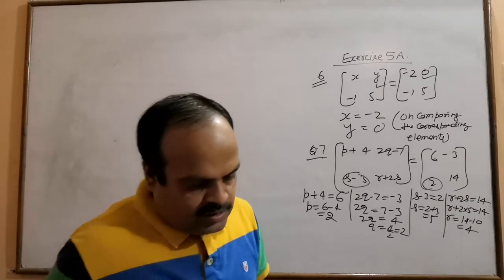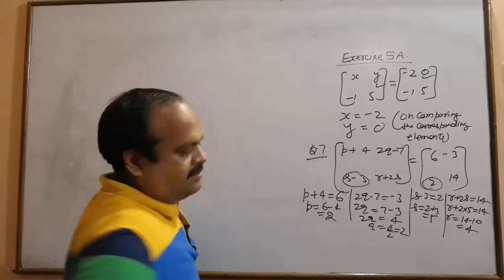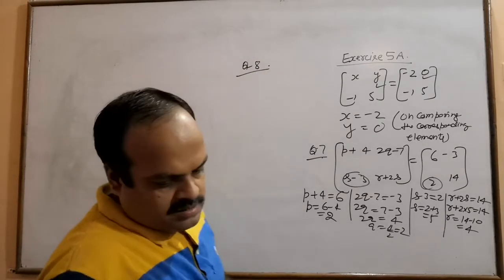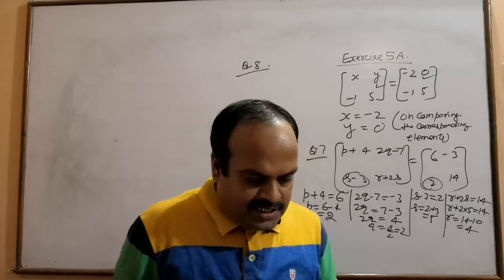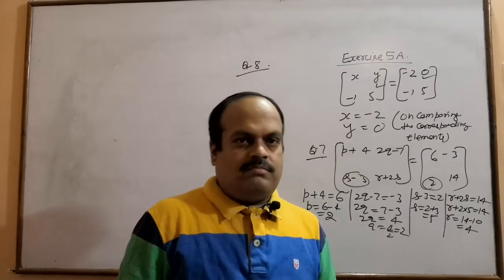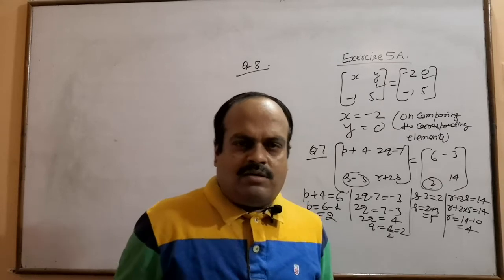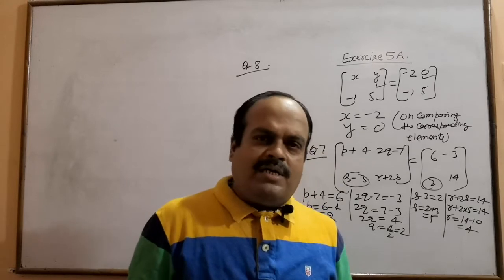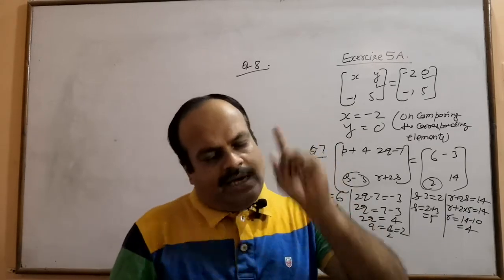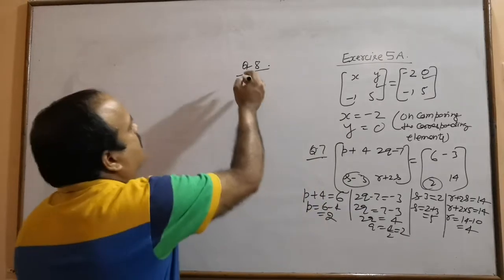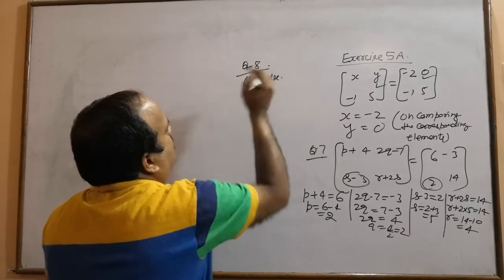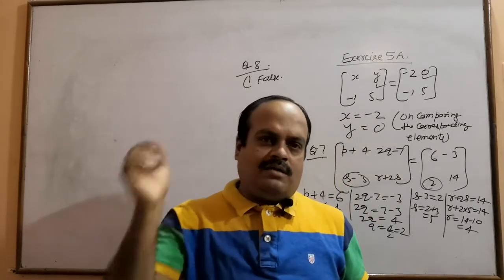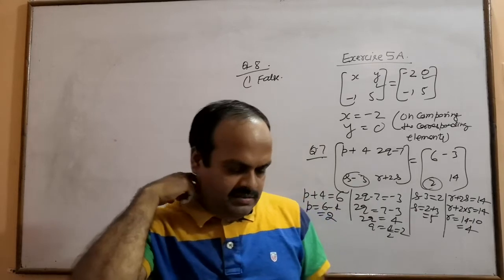Next one. Question number 8. True or false? Every zero matrix is a square matrix. A zero matrix is a matrix in which all the elements are zero. Why will it be square? It can be of any order, but every element should be zero. So false. It is not necessary that a square matrix is a zero matrix.